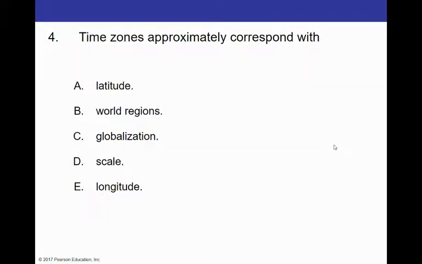Number 4. Time zones approximately correspond with blank. Looking at these, there are some that we can cross off that are just irrelevant. World regions is out, globalization is out, and scale is out. So hopefully you got down between latitude and longitude. The correct answer is longitude. Longitude tells us time. Latitude tells us climate, because the closer you are to the equator, the warmer your temperatures, the further you are, the lower your temperatures.